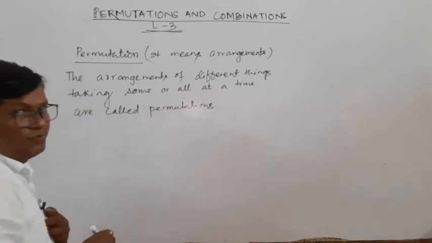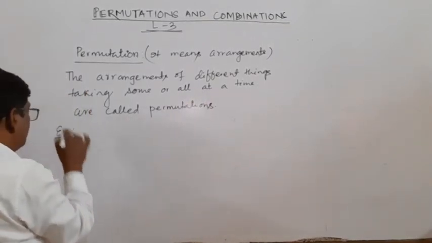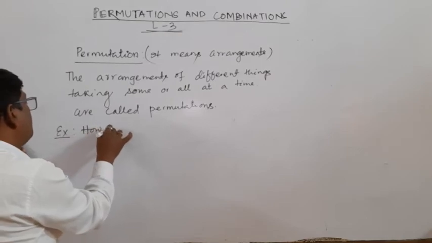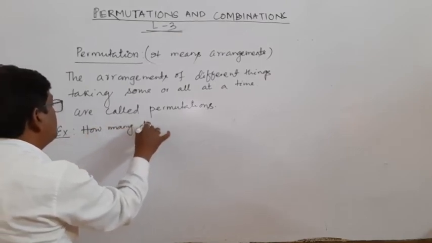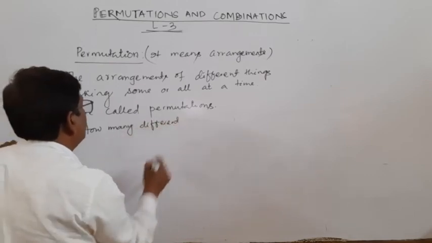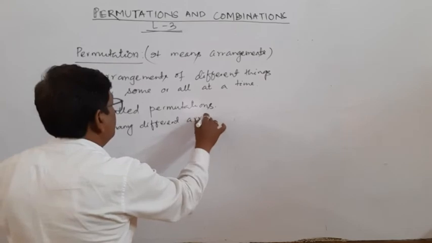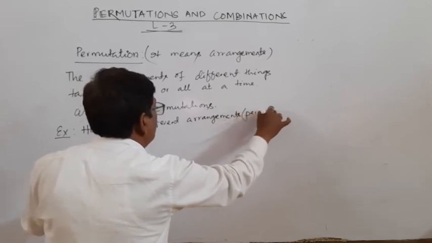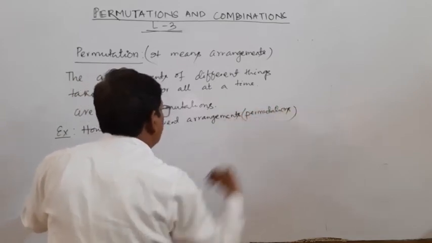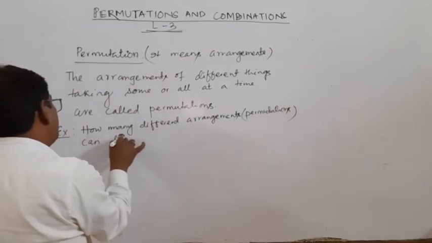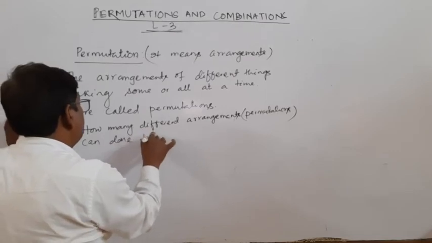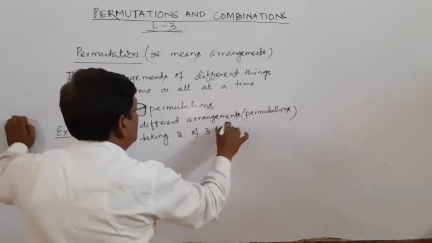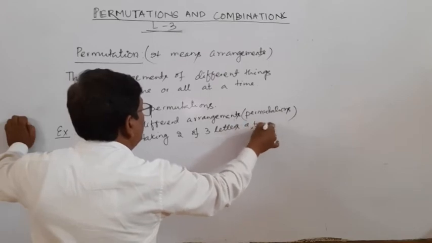For example, how many different permutations, arrangements, or we can say permutations, can be done taking two of three letters A, B, C?